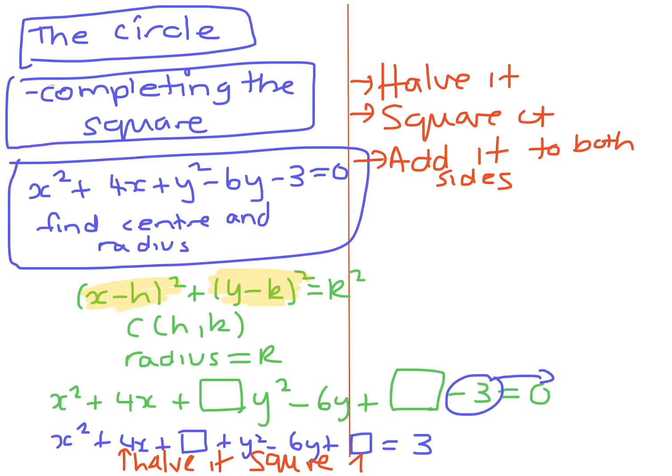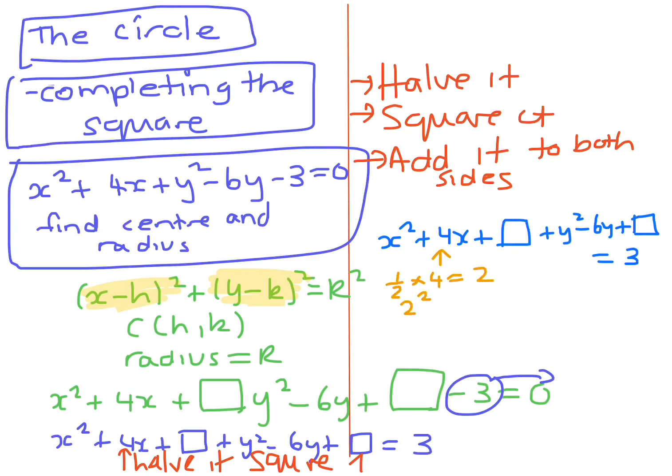So, okay, halve it. So you go half times 4 is 2. Square it. 2 squared is 4. And then you have to add it to both sides. So you add 4, add 4.